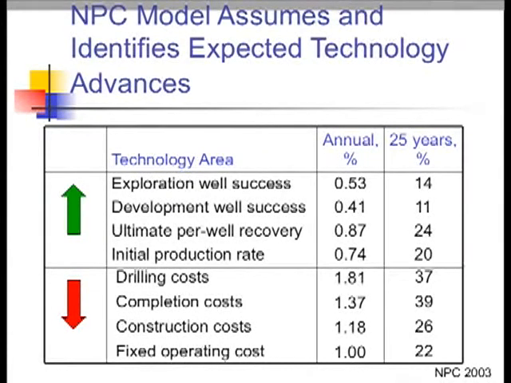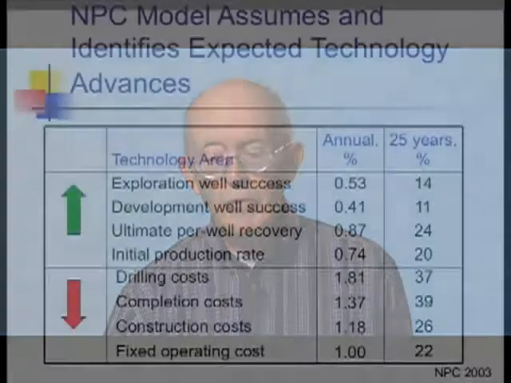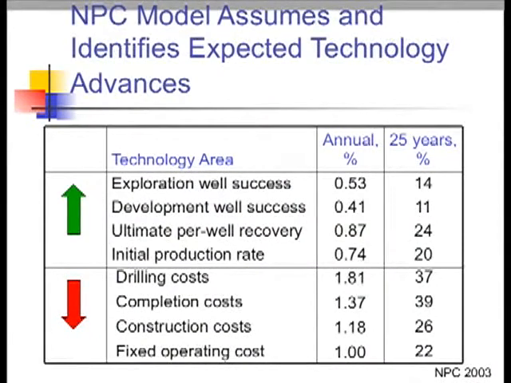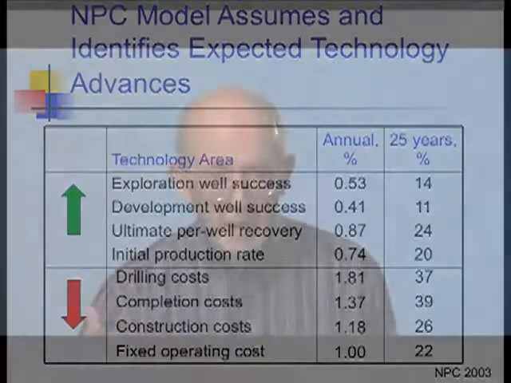Those above the line include improved exploration well success, improved development well success, improvements in ultimate per well recovery, improvements in initial production rate, and the average annual increases over the 25-year period of the forecast are modest at best, but the cumulative increase over the 25 years, you see, varies from about 11% to about 24% from among these various technologies. That is clearly important.